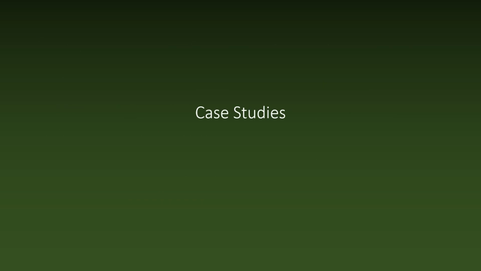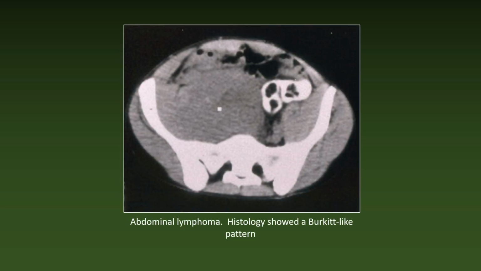Let us now turn to the study of some cases. As you can deduce from the low resolution, this CT scan dates from the 1980s. The patient, a 34-year-old gay man, presented with weight loss, abdominal discomfort, and lymphopenia with a CD4 count of only 28. An enormous abdominal mass was palpated, which turned out to be a lymphoma.